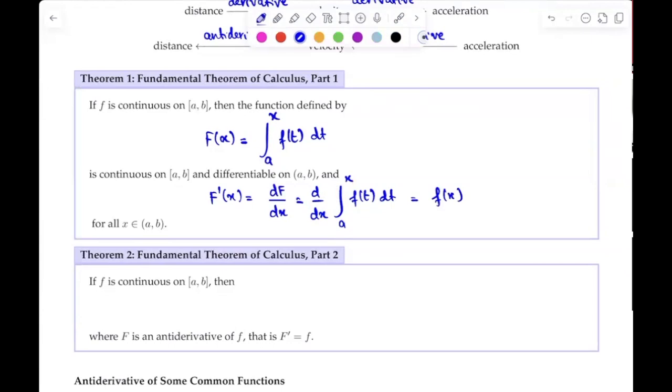So that's the first connection between differential calculus and integral calculus: derivative applied on the antiderivative. Now, for the second part of the fundamental theorem of calculus, you have antiderivative applied on derivative.